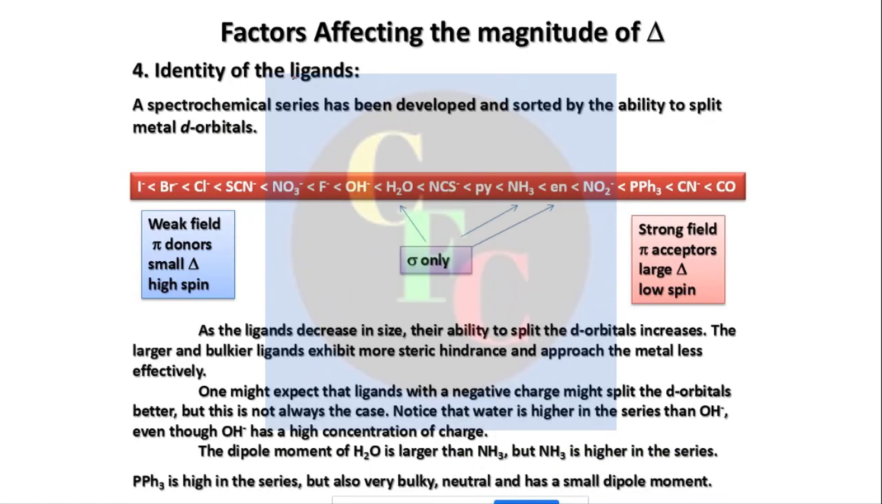And lastly, the fourth factor is the identity of the ligand itself. I think it is the most important factor in this case. Here we have to keep all the other things the same, that means same metal ion, same geometry, and same oxidation state. Keeping these the same, if you vary the ligands, the crystal field will vary in this series as shown here.